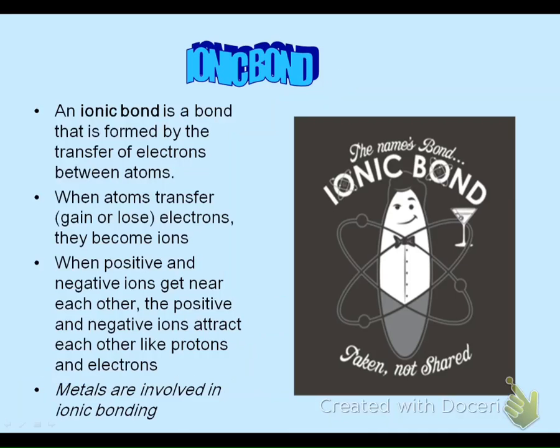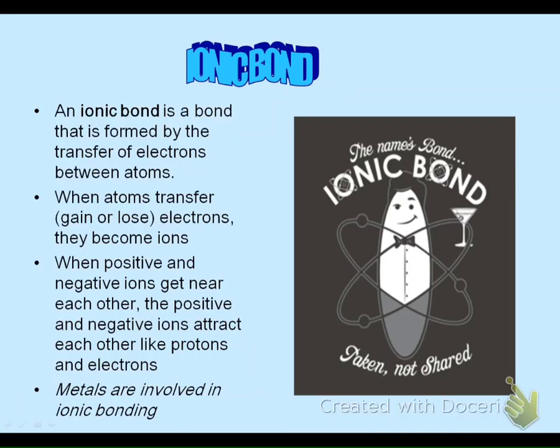First of all, an ionic bond is a bond that's formed when electrons transfer from one atom to the other. The result of that transfer is the formation of ions. And in an ionic bond, you always have two ions. You have the positive cation and the negative anion.